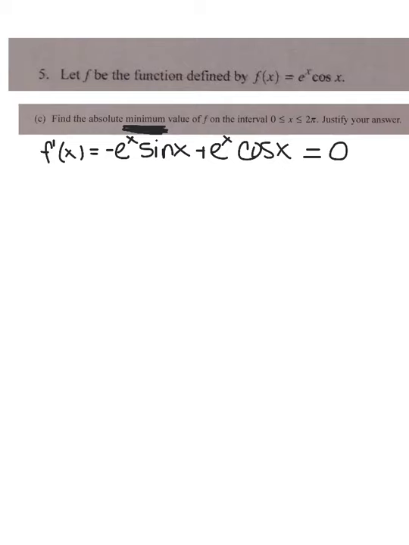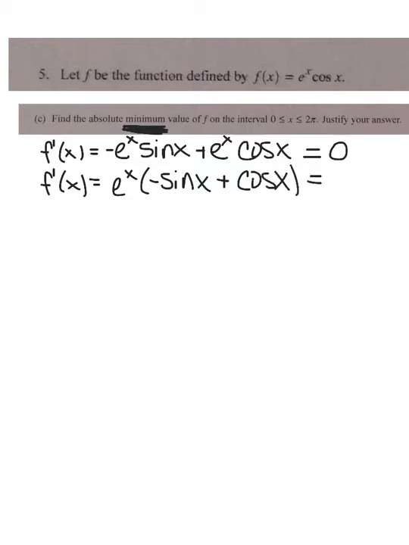Okay, now I noticed something here. I'm going to try to make your life a little bit easier anyway. I noticed there's an e to the x here and there's an e to the x here. It will make our life easier, you'll see why in a minute, to factor that out. So let's keep this, and I'm going to factor out that e to the x, which is going to leave me with negative sine x plus cosine x, right? And that's going to equal 0.